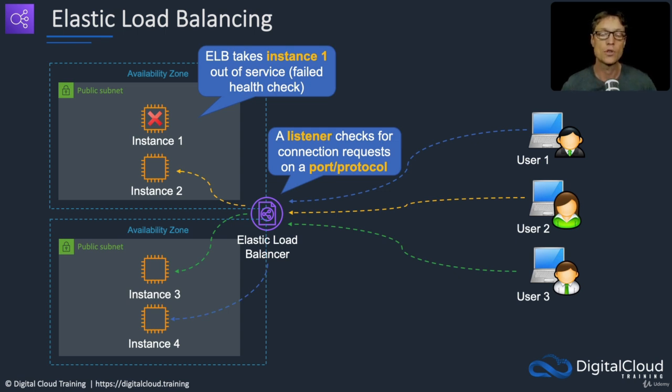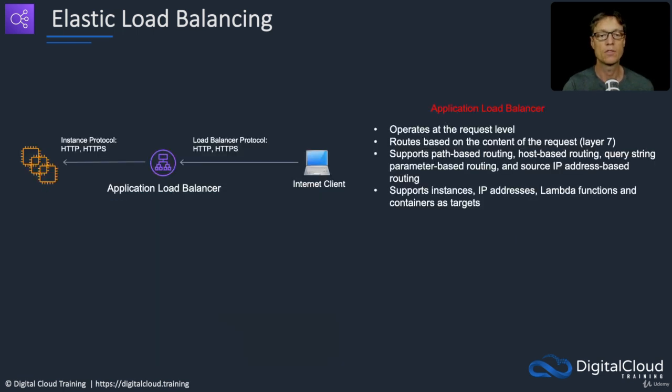So this is a way to keep that load across your backend instances, and also it helps you with high availability because an instance can fail and your application will still work because the user gets directed somewhere else. So that's the basic theory behind load balancing.